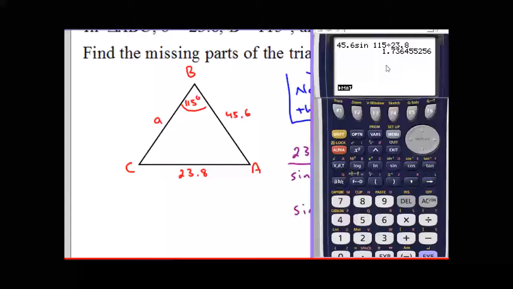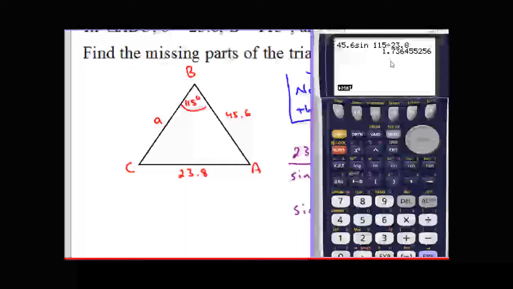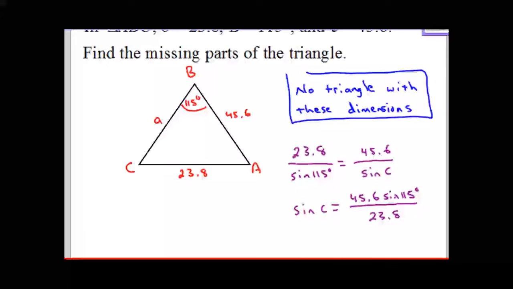The ratio of the side opposite a triangle to the hypotenuse always has to be in between -1 and 1. So there's no such triangle here. Okay, so it's nothing to do. There's our answer.